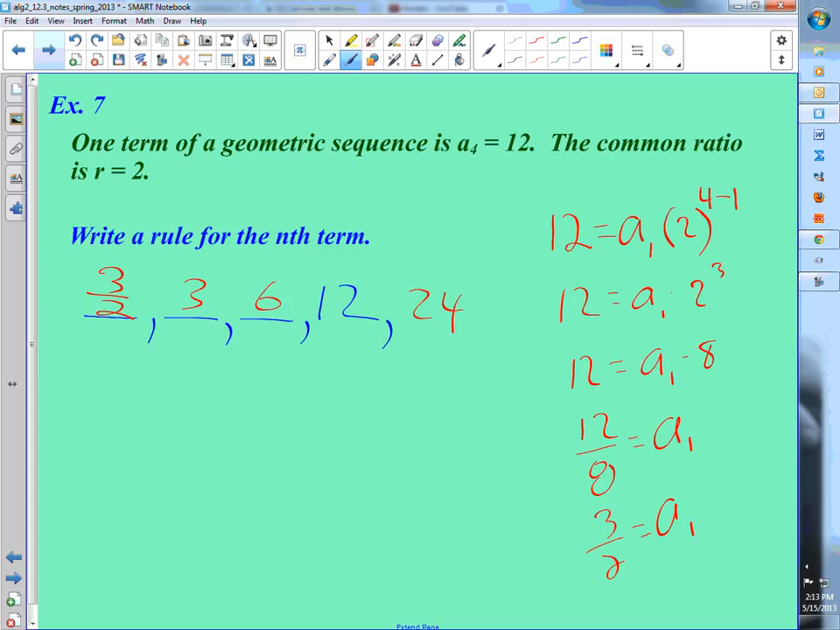Okay? So if this is true now, let's see what the rule is going to be for A sub n.